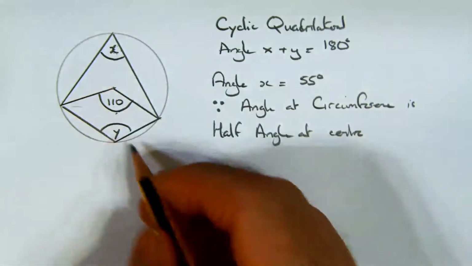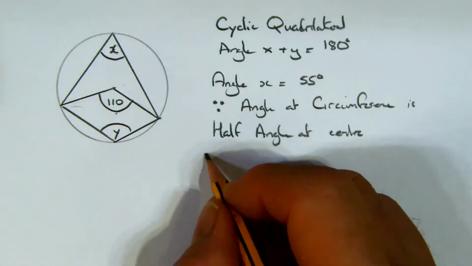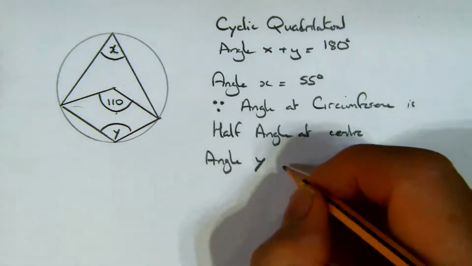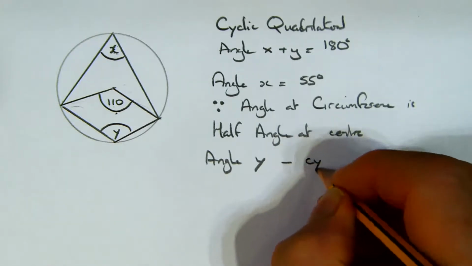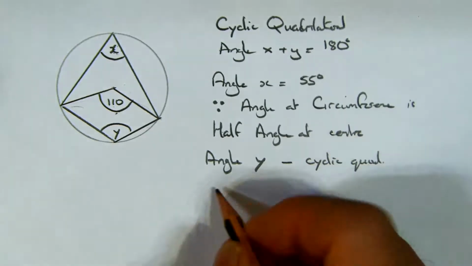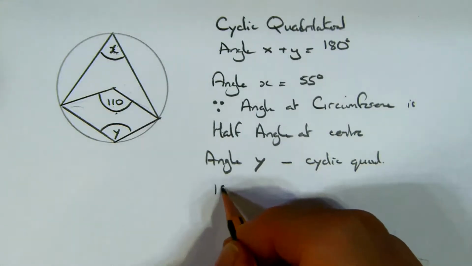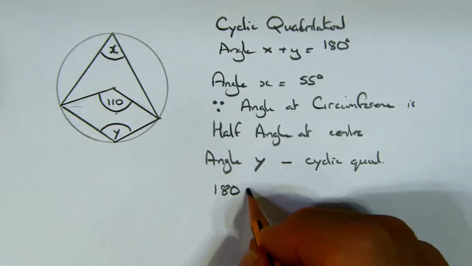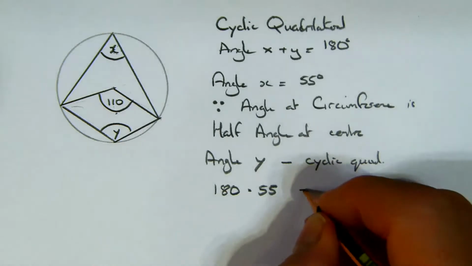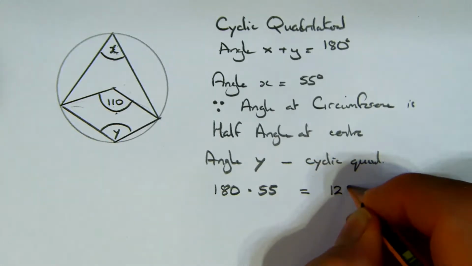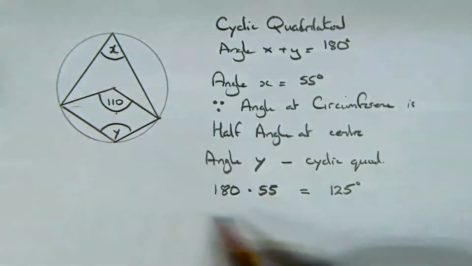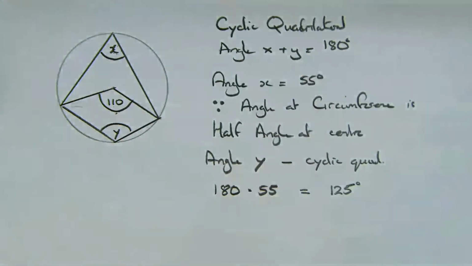If I know that's 55, then angle Y, because it's a cyclic quadrilateral, which we've stated already, is going to be 180 degrees minus 55, which is going to give me 125 degrees. And there I've worked out some of those.